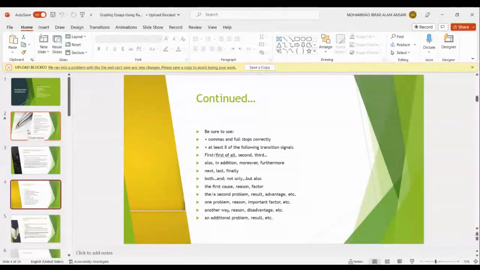So if you look at the prompts before we start grading, we exactly know what we are actually looking for while grading, and it will help us understand the performance of the students.